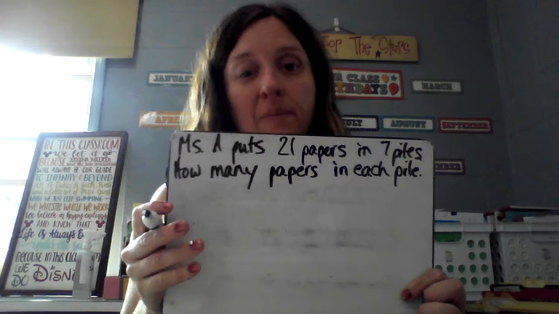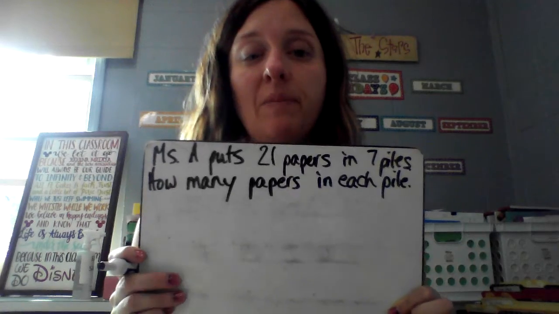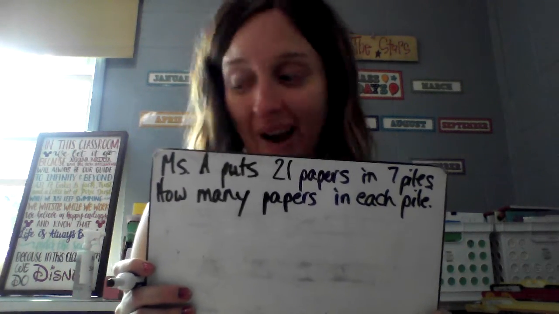Let's say that we have Miss A. I'm going to write this on the board so we can see it. Miss A puts 21 papers in 7 piles. How many papers in each pile? Okay, so we are going to solve this problem. Let me read that again to you so you can hear it. Miss A puts 21 papers in 7 piles. How many papers in each pile?